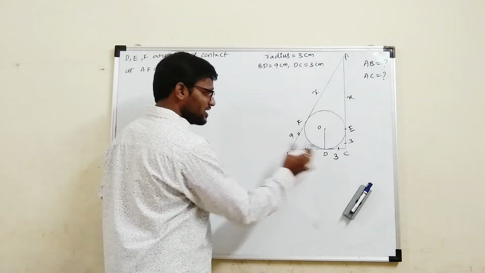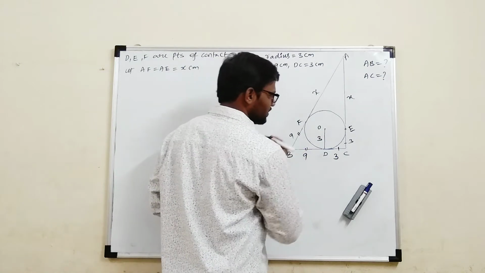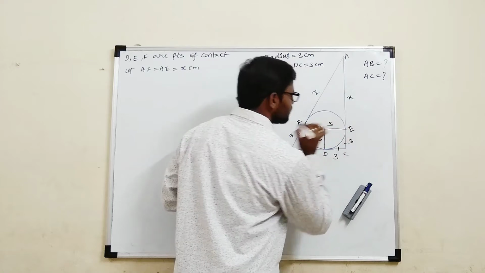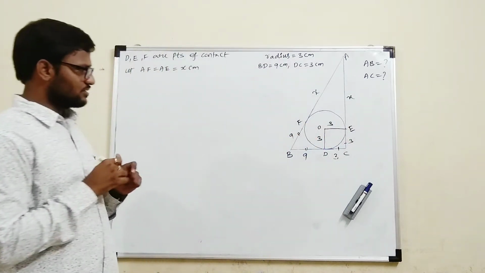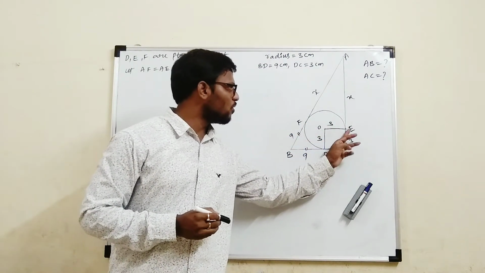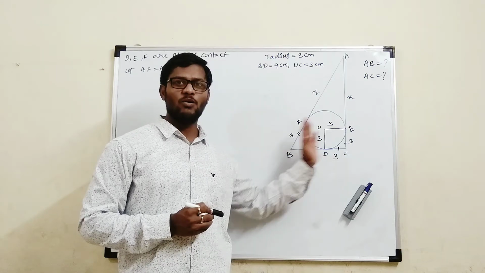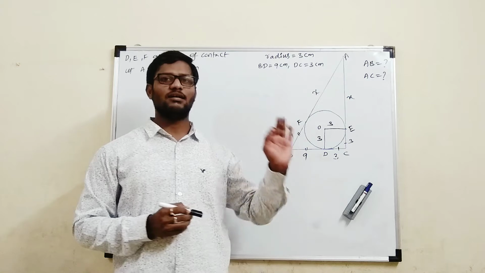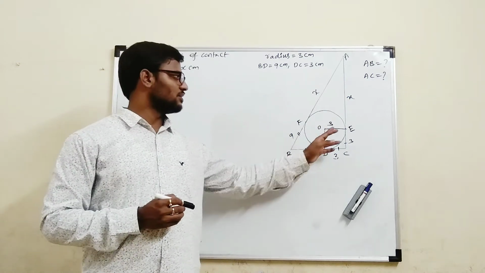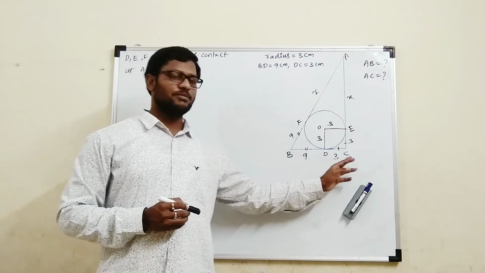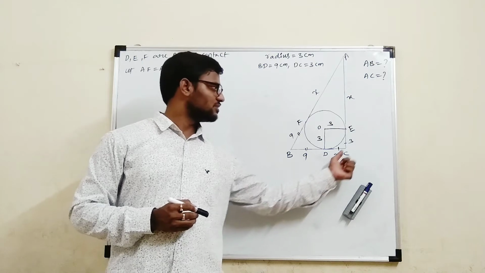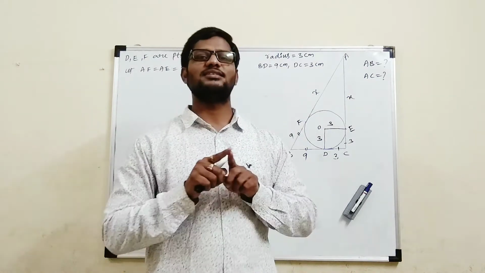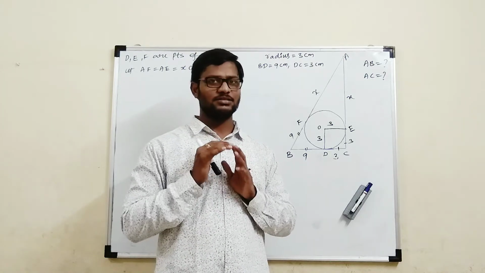Here OD is the radius, which is given as 3 centimeters. If I join OE, that is also a radius of 3 centimeters. Now see, is this quadrilateral OECD a rhombus or not? All the four sides are 3 centimeters: the radii are 3 centimeters, and from the exterior point theorem, these two lengths are also 3 centimeters. So in a quadrilateral, if all the four sides are equal, then it is a rhombus.